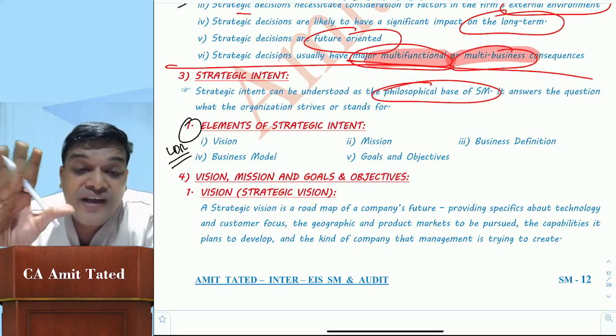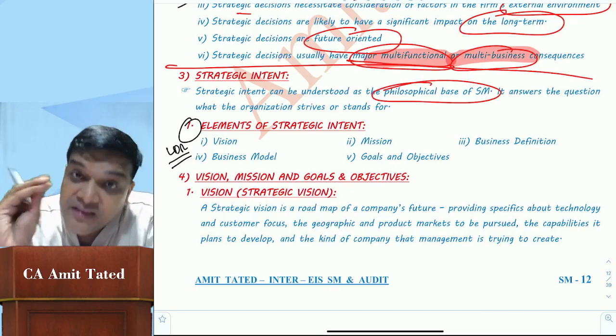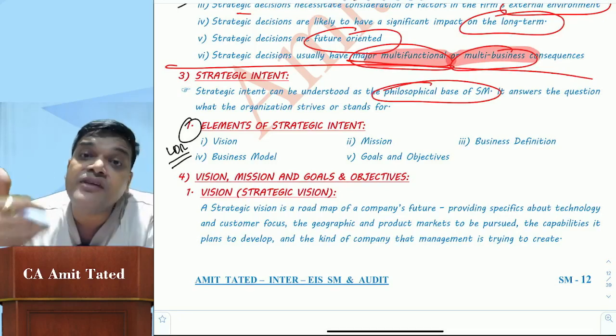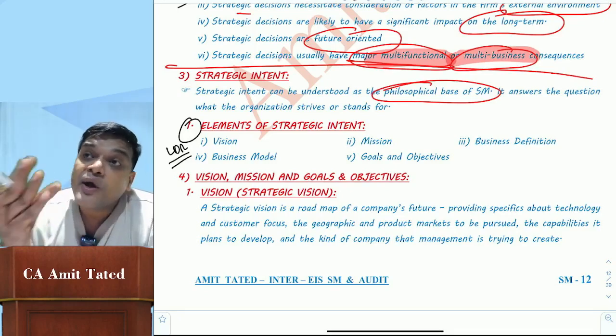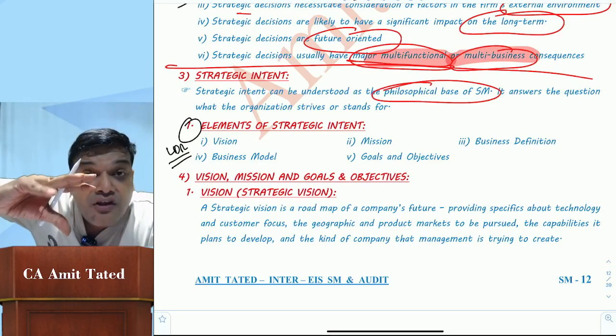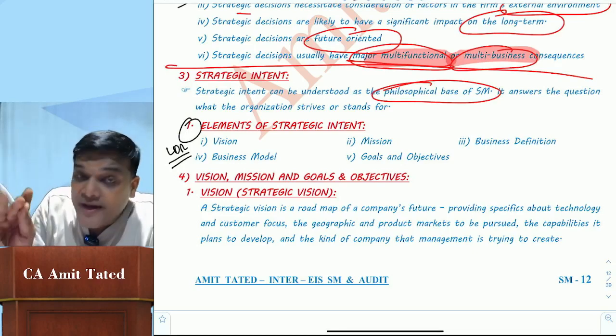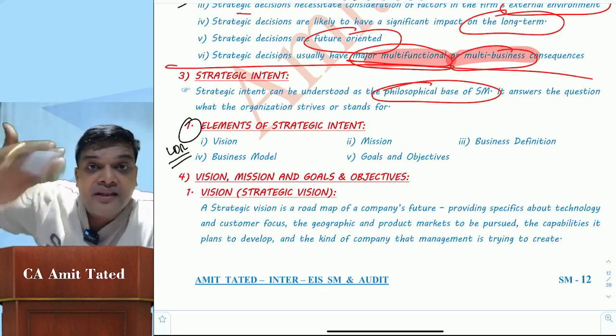Remember? Okay, so out of the 5 steps, what are the main 3 steps? Formulating, implementing, evaluating. We formulate a strategy, we implement, and we evaluate. So what is the strategic intent? Intent is the philosophical base of this strategic management. That is, whatever we are doing for formulating, implementing, and evaluating is nothing but our intent.